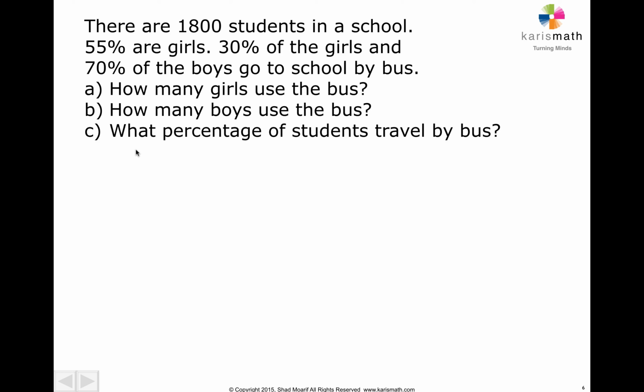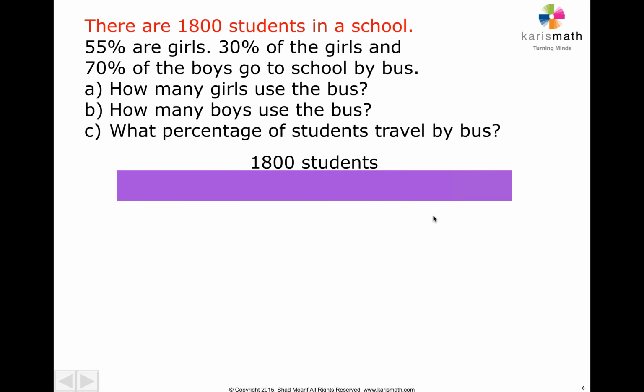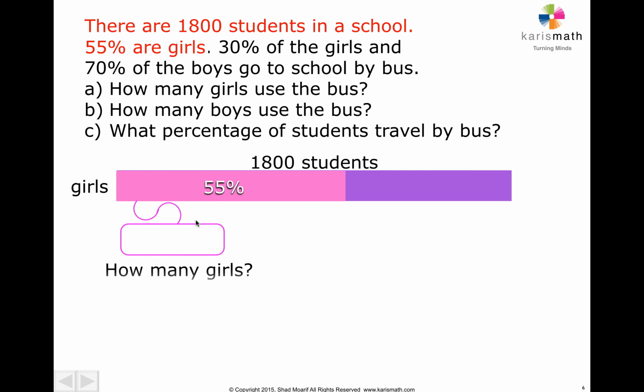Let's look at the next question. There are 1,800 students in a school. Let's show that. So that's 1,800 students right across from here to here, all purple. Now, 55% are girls. So let's mark off, say 55%, round that much, slightly more than 50. That's girls in pink. And how much is that? Could you work out 55% of 1,800? How many girls would that be? You try to work it out.